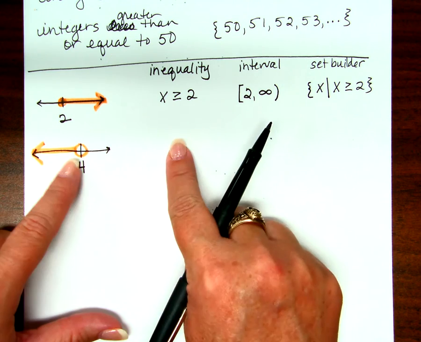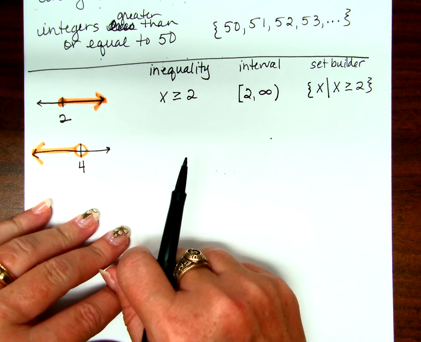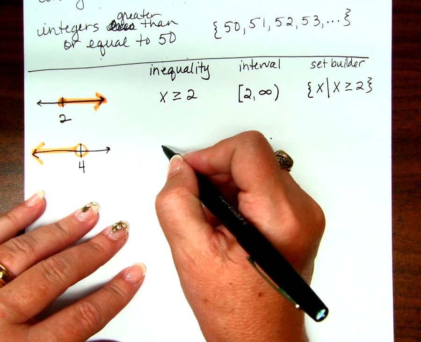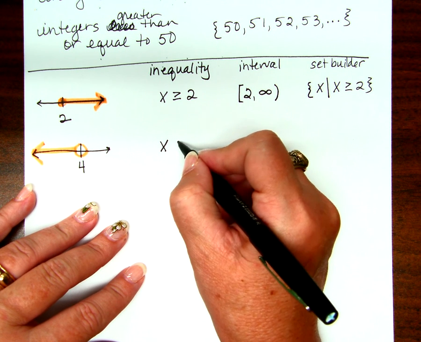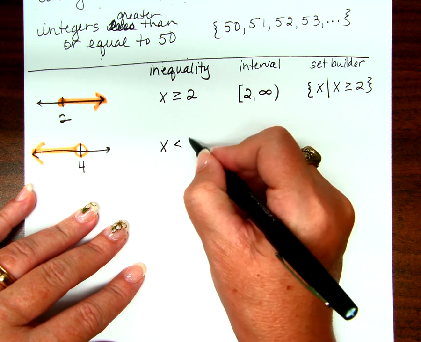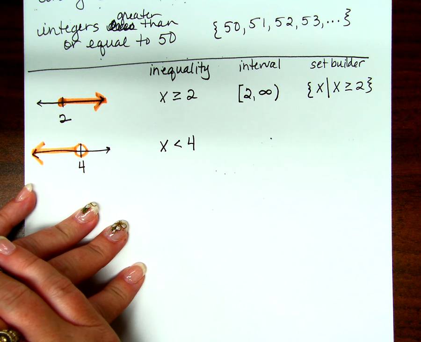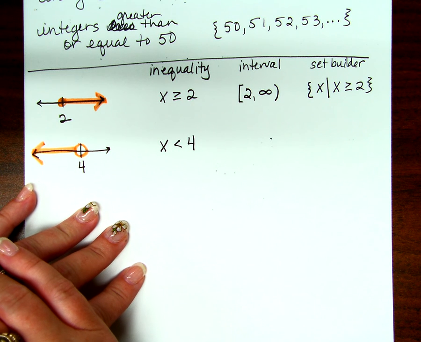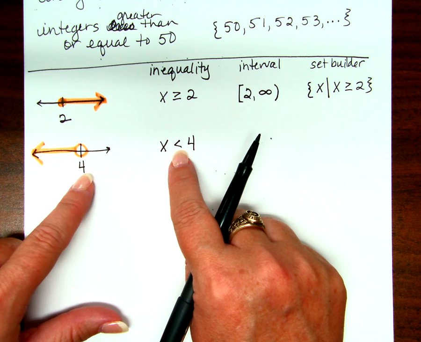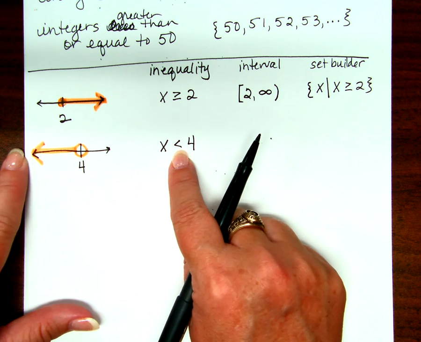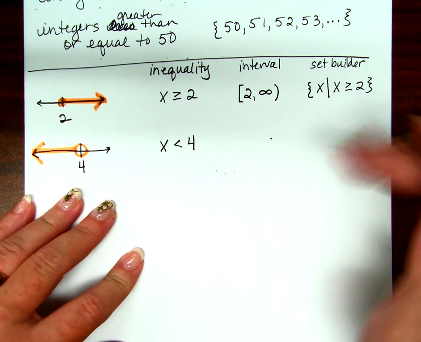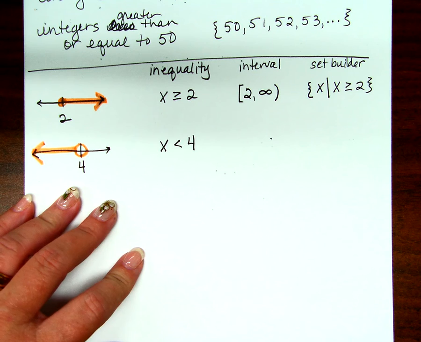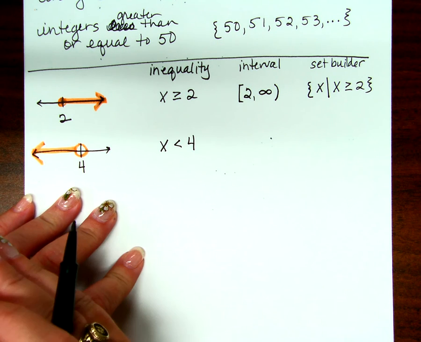So, what is this in inequality notation? X is less than 4. Because it's not colored in. Correct. That's exactly right. Okay, it's not colored in, so it's just less than. And it's going to the left of our number, so that's less than. Okay? What about interval notation? Remembering that we always do least to greatest.